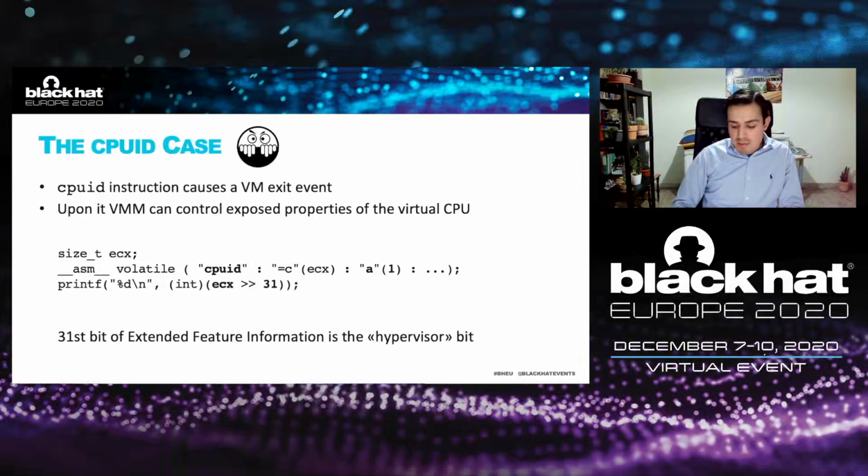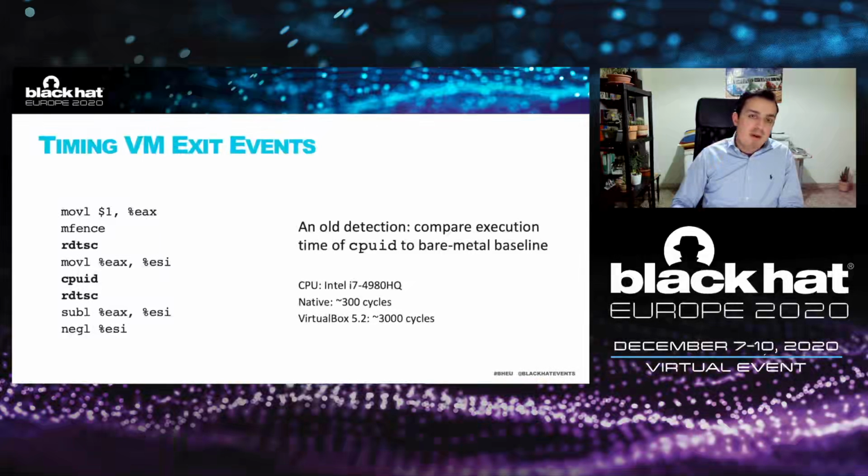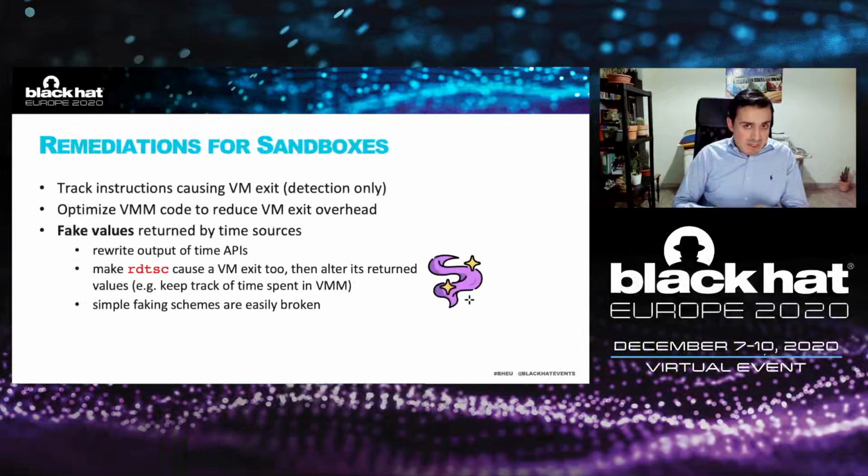But the point here is not about the data returned by CPUID. The point is about how long it takes for CPUID to run. So if we time the execution of CPUID, for instance, on the laptop that I'm using for recording this presentation, we will see that if I run this sequence on the native host, on the operating system, I will be measuring around 300 cycles, while if I do it under VirtualBox, I will be getting 10 times more, because here I'm including the latency of performing a VM entry and VM exit. So what can I do as a sandbox architect?